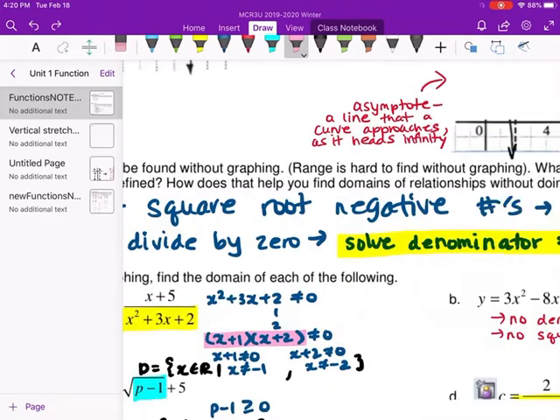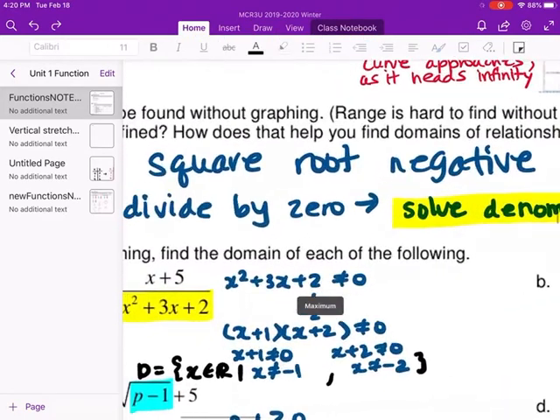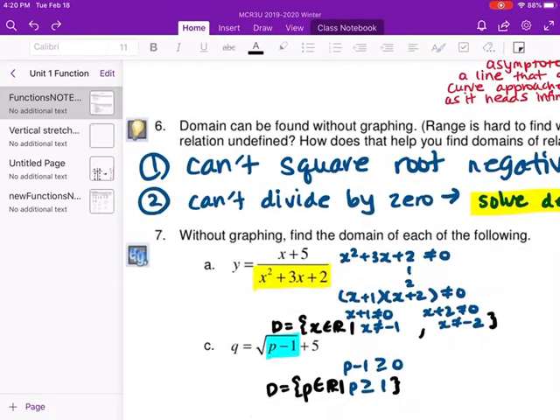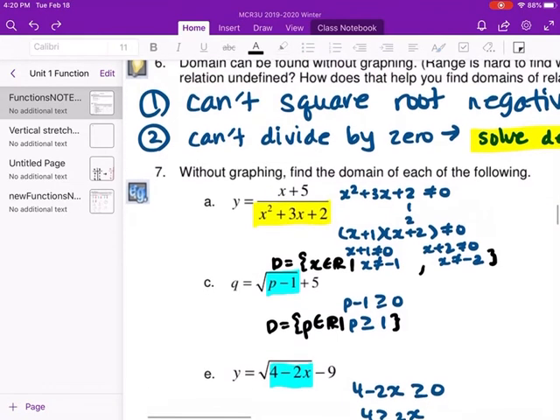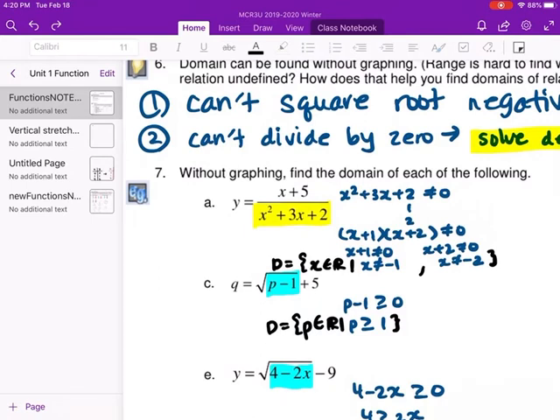And remember, we can't have that denominator equal to 0, and that's why we want to solve for when it is not equal to 0. And so we're going to write the domain as x exists everywhere except at x equals -1 and x equals -2, and therefore we write it as x can't equal -1 and x can't equal -2. That's part A.